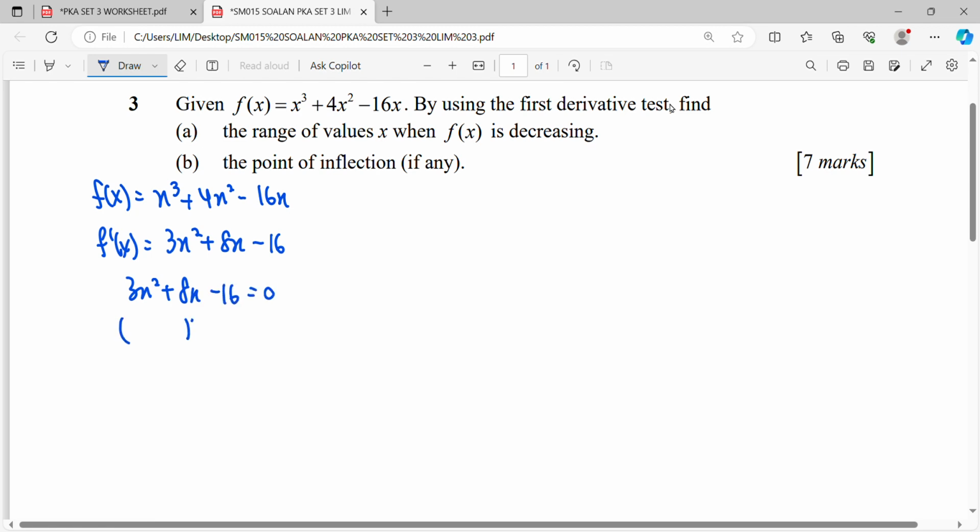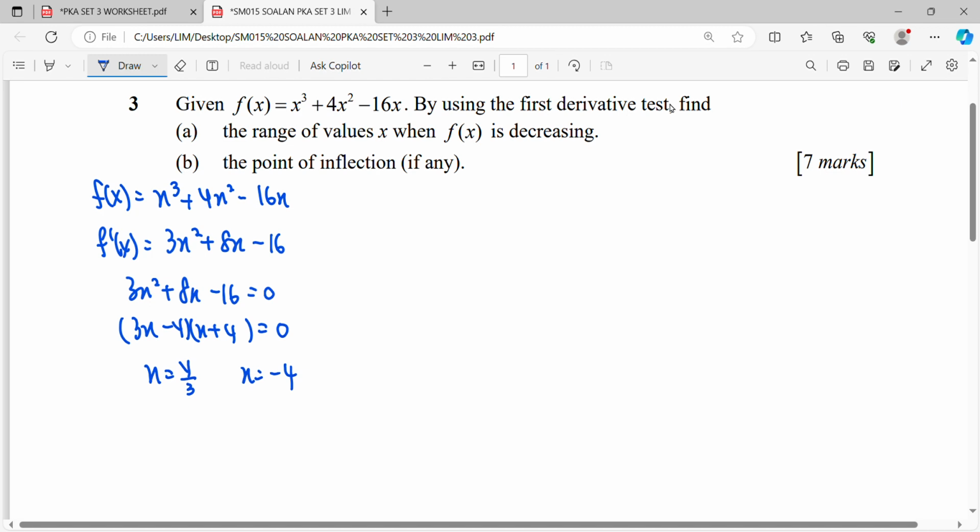Then this quadratic we factorize: (3x - 4)(x + 4). So you have two critical values. So these are your two critical numbers.